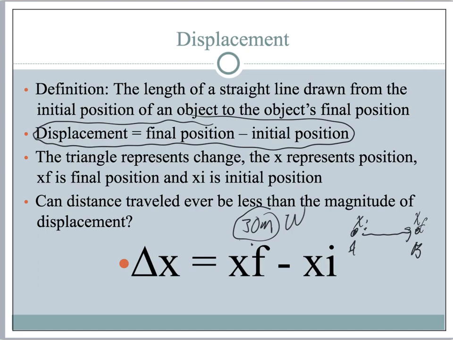So if you travel a certain distance, the distance can never be less. It's always going to be equal to or greater than the magnitude of the displacement. If you think of it using the formula, it makes it a lot easier.